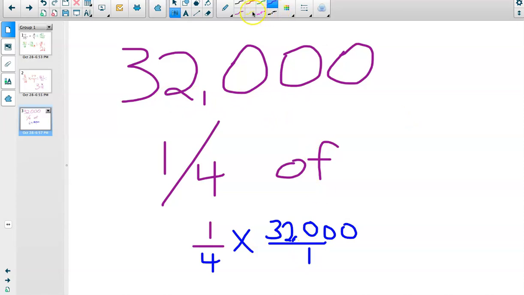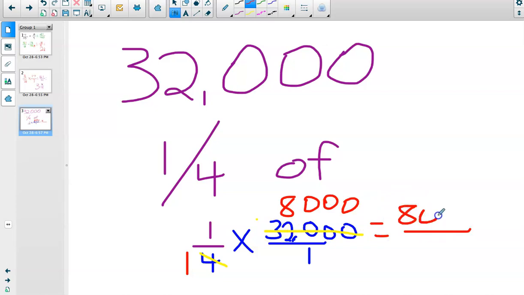I am going to do the butterfly method this time with the 4 and the 32,000. And I can divide them by 4. 4 divided by 4 is 1. 32 divided by 4 is 8. And then I'm just going to add the zeros. And that becomes 8,000. And now at this point, it should be pretty easy. 1 times 8,000 is 8,000. You will see some word questions in level 3. And 1 times 1 is 1. 8,000 divided by 1 is 8,000 residents would be my answer.